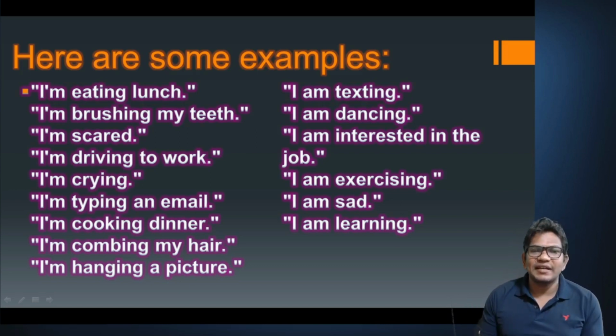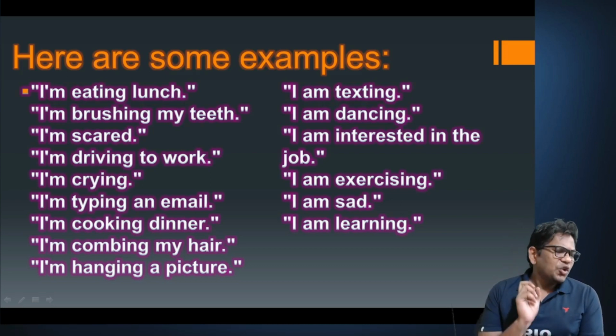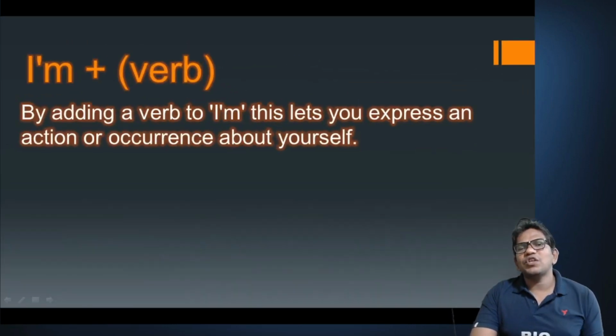So whenever we use I am plus verb, you are telling what you are doing presently. Remember, what you're doing presently. So you have to use the -ing form most of the time. I'm crying. I'm scared. I'm driving. Remember one thing: whenever we use I am plus verb, it lets you express an action or occurrence about yourself, what you are doing, what your action is, how it is performing.